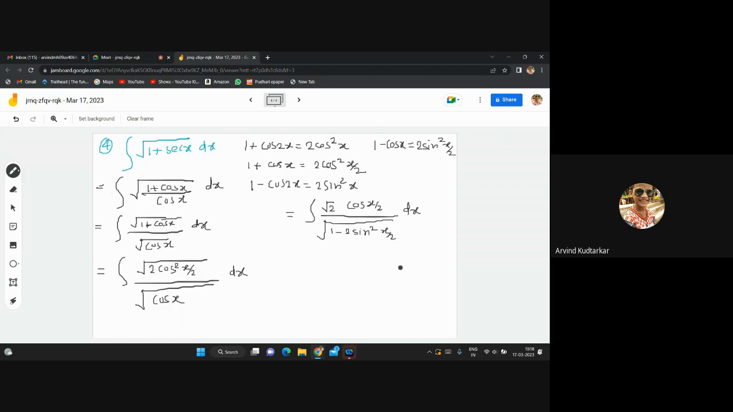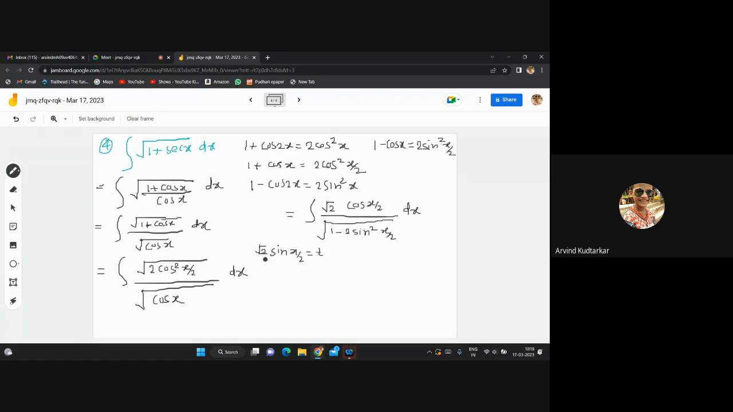So if you substitute here 2 into sin x by 2, we have to express it in the form of 1 minus t square. So for expressing this whole root in the form of root of 1 minus t square, dt divided by root of 1 minus t square, do you know that result? It is nothing but sin inverse of t. So what substitution do we have to take? Root of 2 into sin x by 2 equals t. You take this substitution. And what is the derivative?